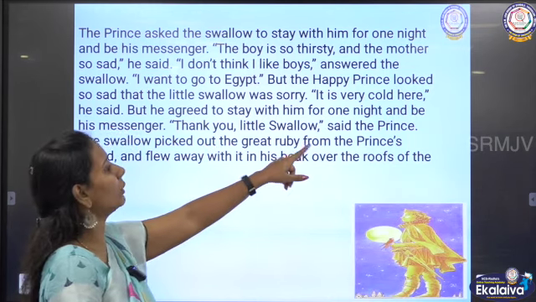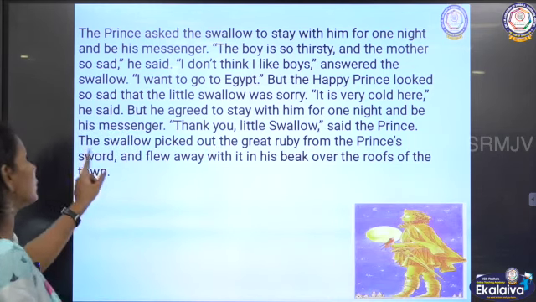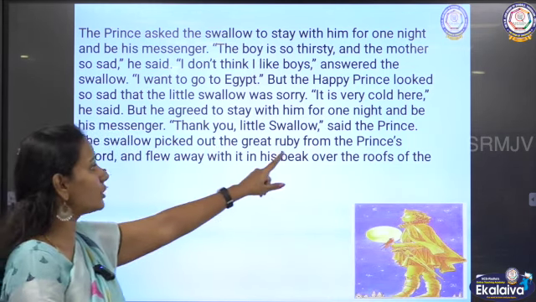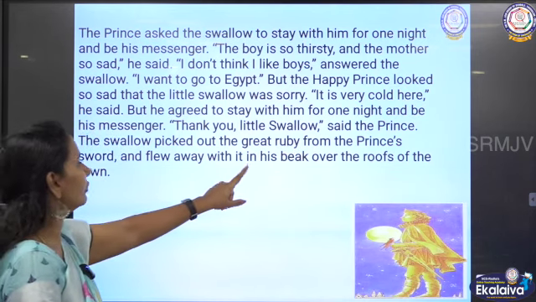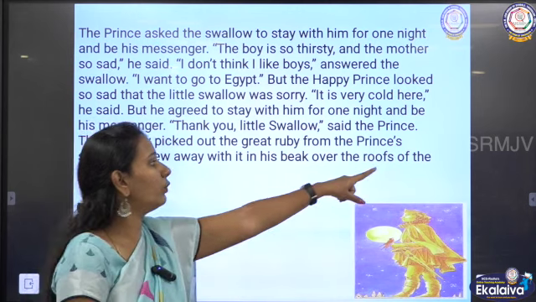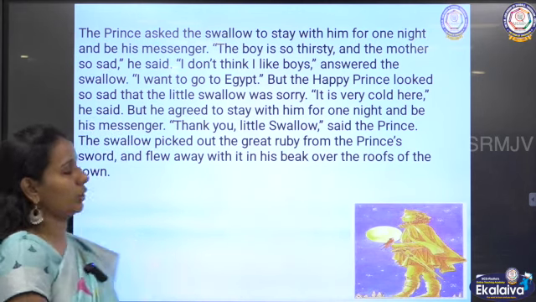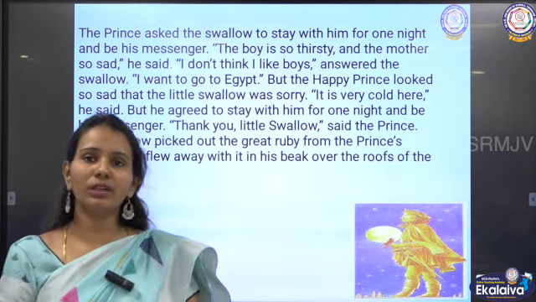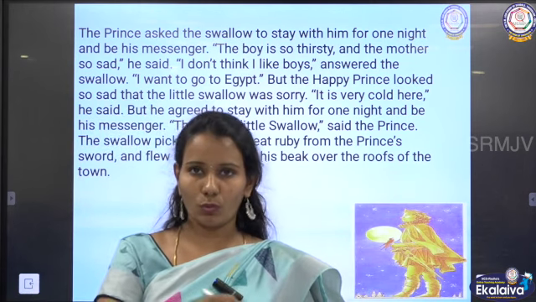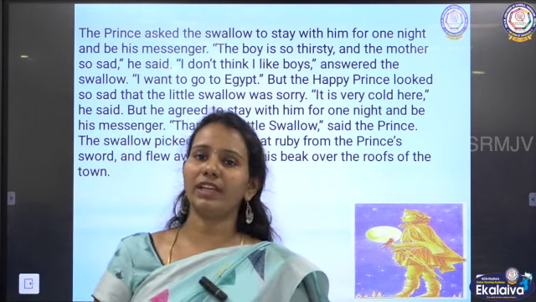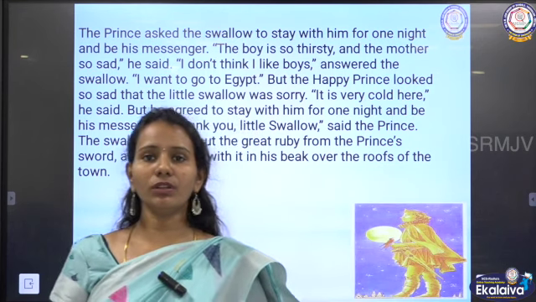"Thank you, little swallow," said the prince. The swallow picked out the great ruby from the prince's sword and flew away with it in his beak over the roofs of the town. So the swallow bird goes and picks up the ruby from the sword hilt, and he is flying, taking it to the woman.